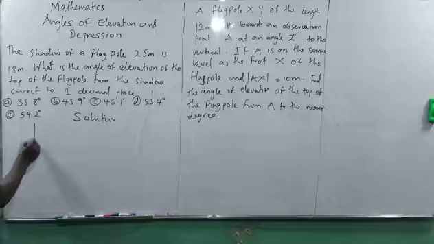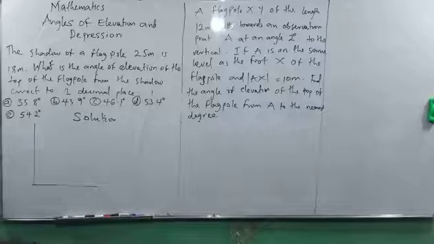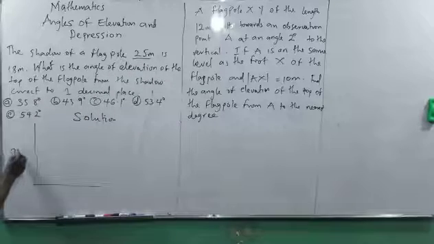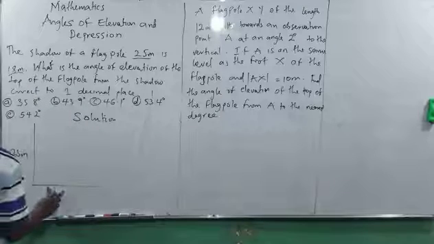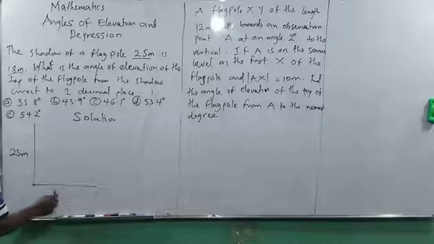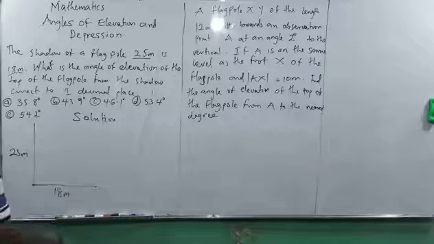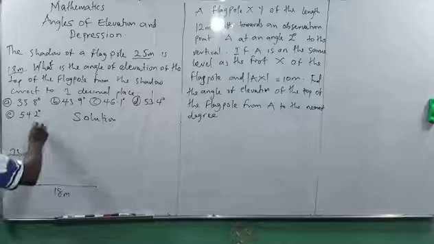Now look at this. It means this is going to be the flag, 25 meter, and the top, and the distance from the flag to the observer to be 18 meter. Now we are asked, what is the angle of elevation of the top of the flag from the shadow, correct to 1 degree.